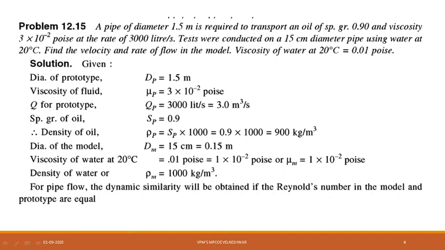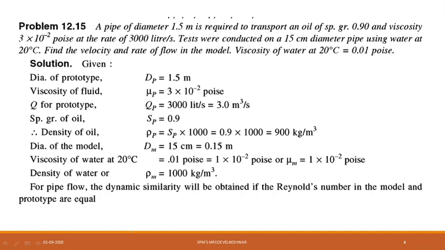Okay, here what he is saying, he has done a small test on 15 centimeter diameter at 20 degrees centigrade. Now find the velocity and rate of flow. Velocity we have to find, and rate of flow is nothing but discharge. Viscosity of water at 20 degrees centigrade is equal to 0.01 poise. So here model is there, prototype is there.